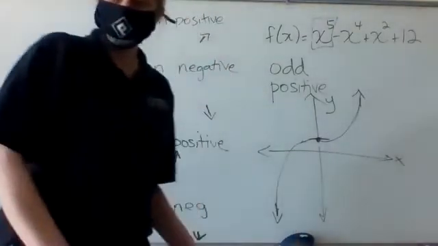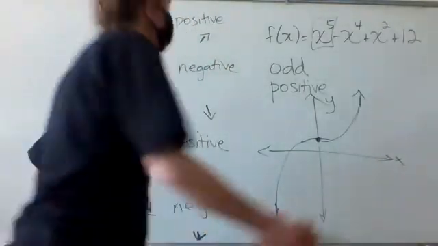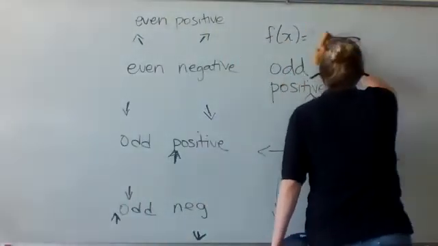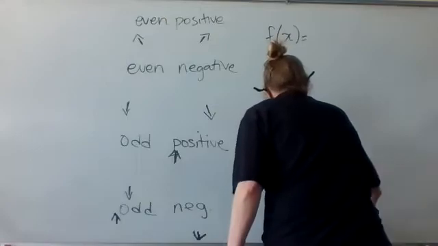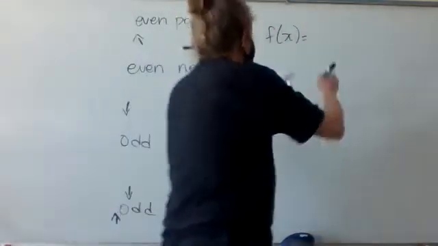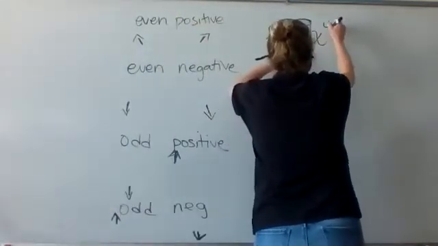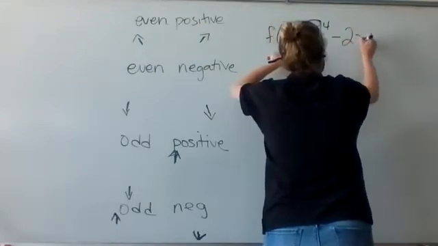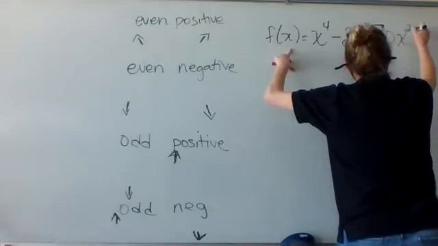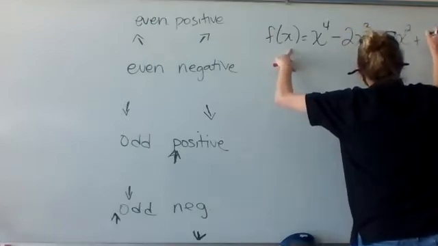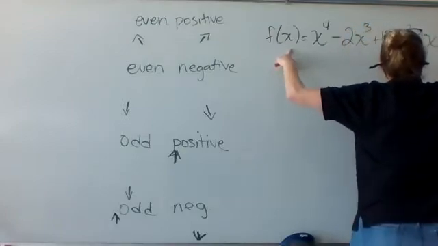All right, number, what are we on? 6? X to the 4 minus 2x to the 3 plus 10x to the second plus x minus 7.